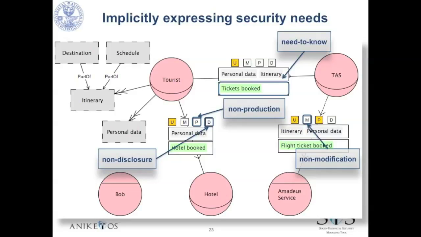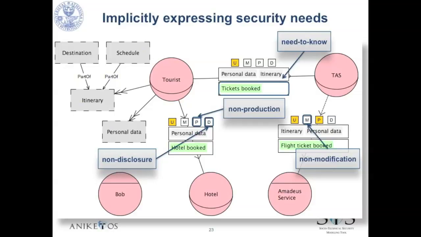So for instance, when usage is not passed, which is not the case in our scenario, we would have a non-usage security need. When modification is not passed as an allowed operation, then a security need of non-modification of this information is expressed. And similarly for production and distribution. So when tourist is authorizing hotel for using his personal data, he's actually expecting hotel not to modify, not to produce, and not to distribute his information for any reason.